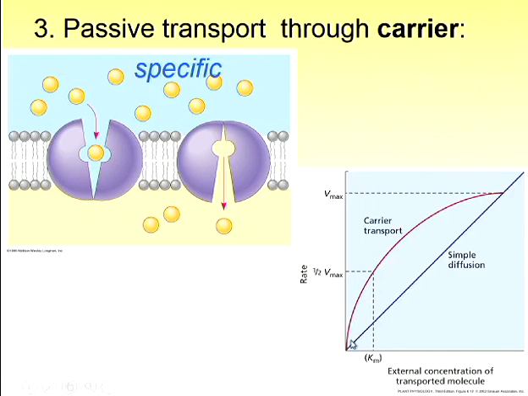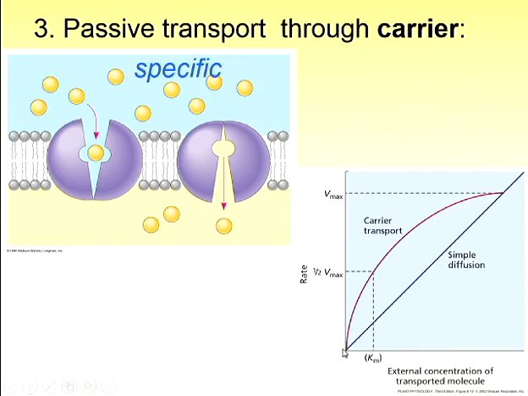So with simple diffusion you see here, the higher the external concentration, the faster the diffusion goes. And this is typically the kind of uptake rates that you see for simple diffusion and for channels. It's not saturable, so it has an unlimited capacity. It's not saturable because there's no binding site on the channel.